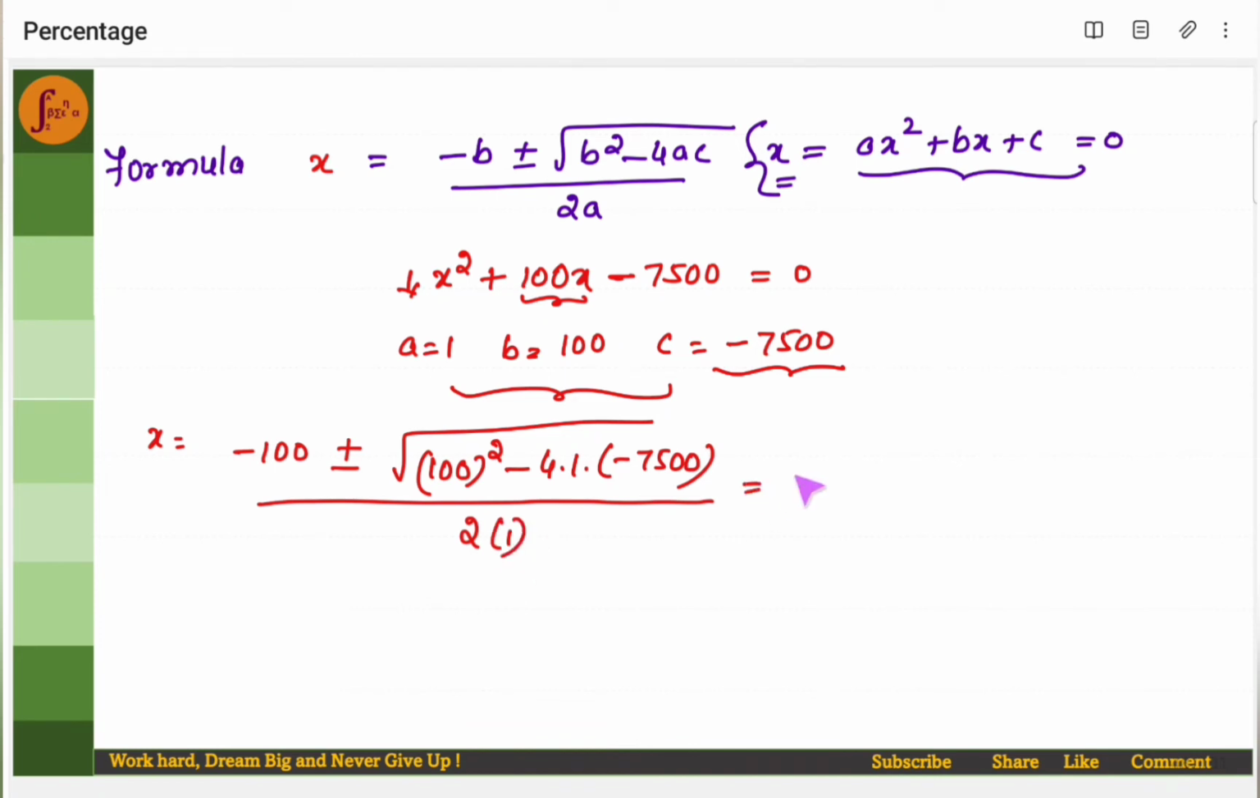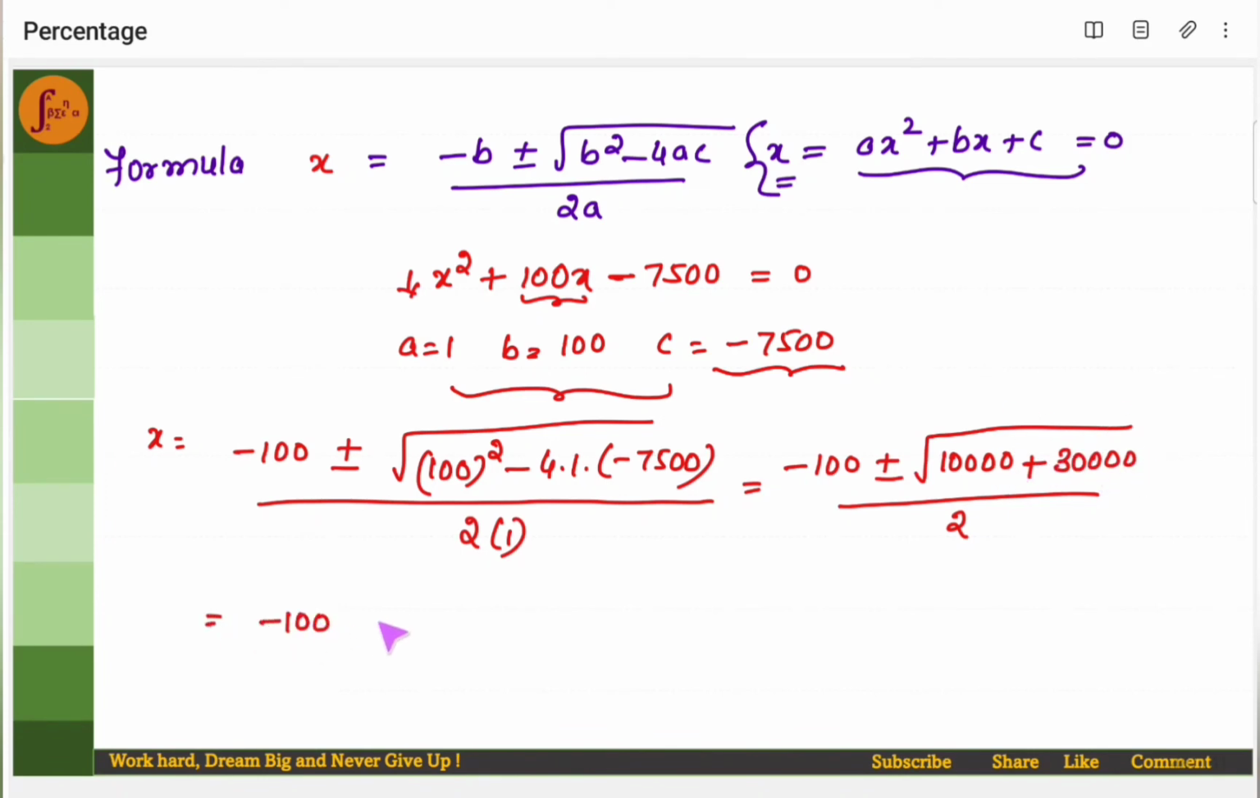Now I'll quickly evaluate this. It will become minus 100 plus or minus 100 square is 10,000, minus and minus will become plus, 7,500 into 4 is 30,000. 30,000 plus 10,000 is 40,000. Square root of 40,000 is 200. So I'll get minus 100 plus or minus 200 divided by 2. So I'll have to write this as minus 100 plus 200 by 2, and the second value is minus 100 minus 200 by 2.